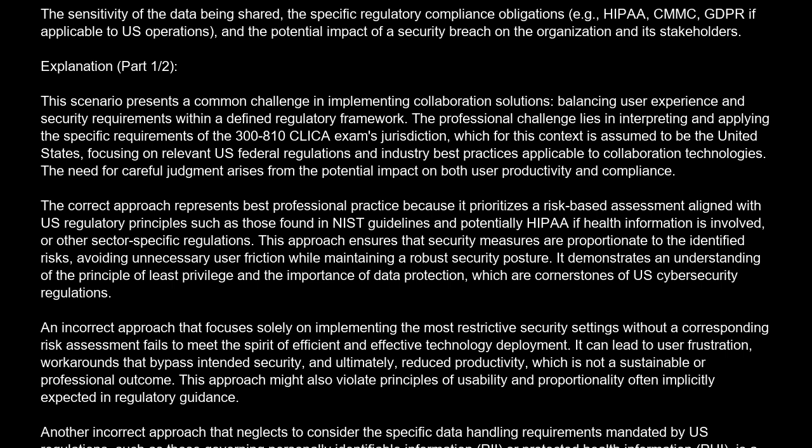An incorrect approach that focuses solely on implementing the most restrictive security settings without a corresponding risk assessment fails to meet the spirit of efficient and effective technology deployment. It can lead to user frustration, workarounds that bypass intended security, and ultimately, reduced productivity, which is not a sustainable or professional outcome. This approach might also violate principles of usability and proportionality, often implicitly expected in regulatory guidance.